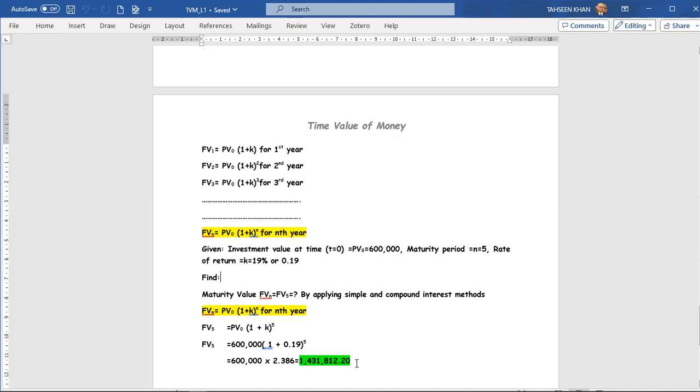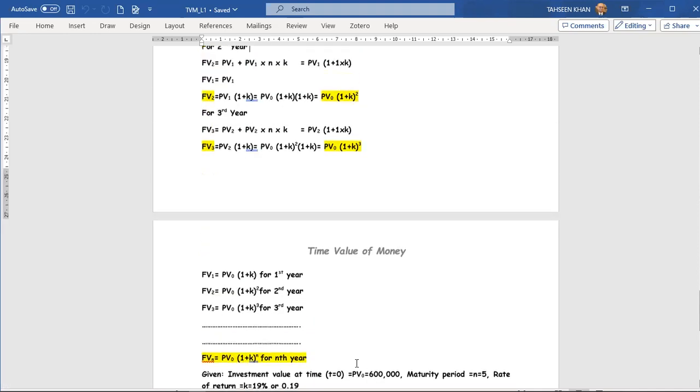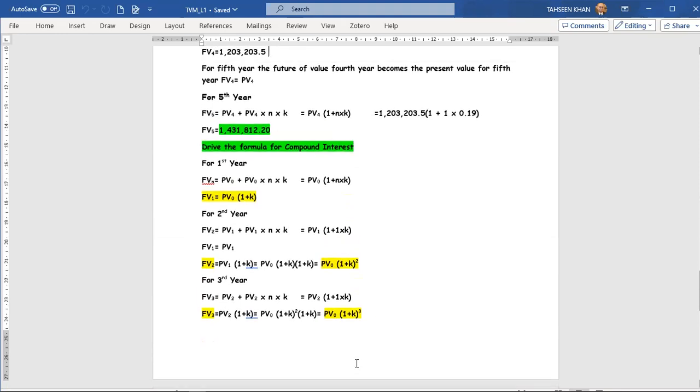So we can compare this answer with the answer we have solved manually. The answer is the same. So in future, you can apply this formula for calculations over a long period, like 30 years, 40 years or more.